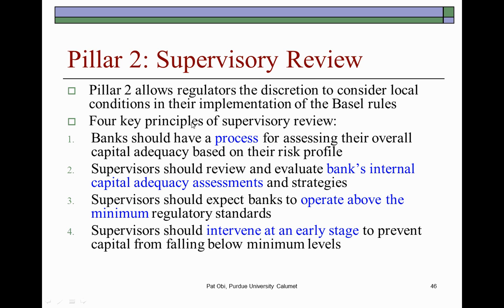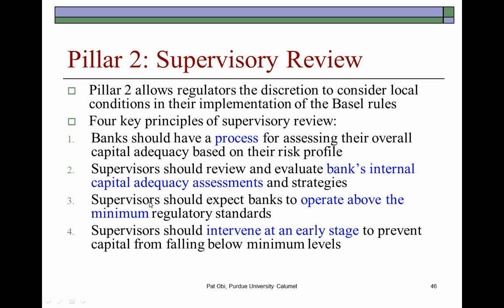Pillar 2 deals with supervisory review. What it does is to allow regulators the discretion to consider local conditions in the way they implement the Basel rules. And in this, they establish 4 key principles. The first is that the bank itself should have a process for assessing their own capital adequacy. The second one is that supervisors, and by supervisors we mean regulators, should be able to review and evaluate the bank's internal capital adequacy assessments and strategies to make sure that it is kosher.